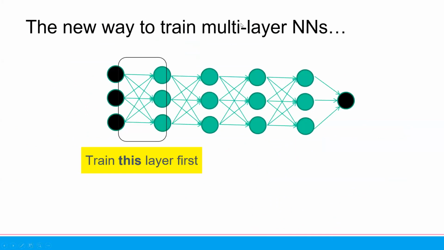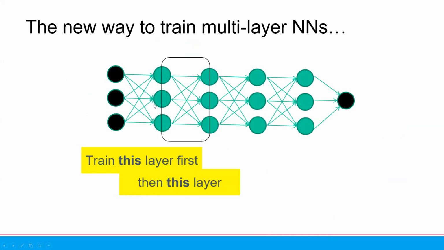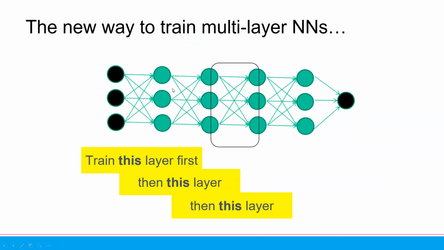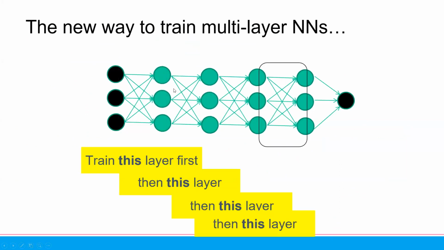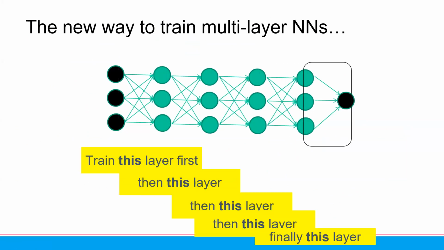Whenever you work with multi-layer neural networks, you will do it step by step. Train this layer first, and then this layer, and then this layer, and finally the last layer. What you did on the quiz is only the neural network with one hidden layer. If you have multiple layers like this one, then you need to calculate one by one for every layer.